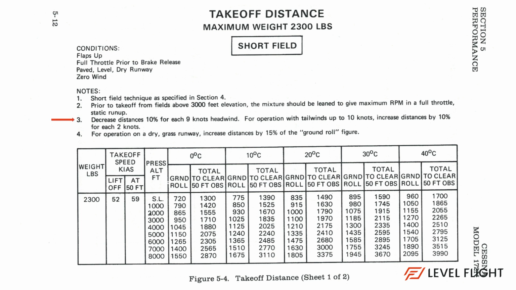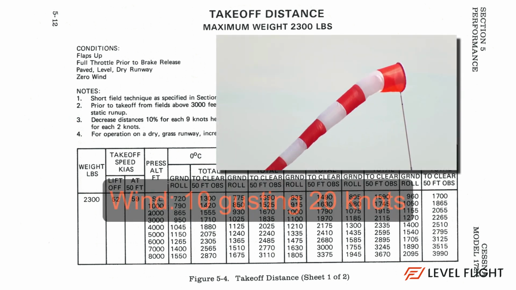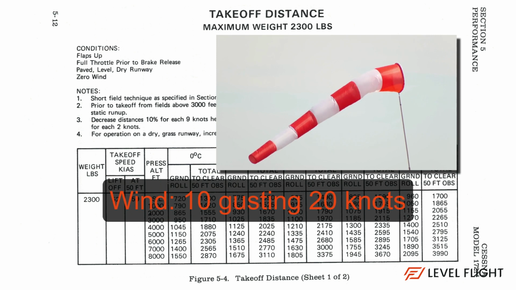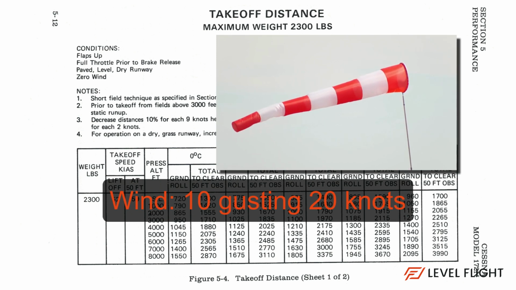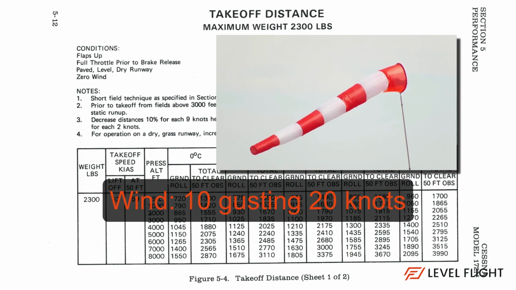Note 3 says to decrease the distance 10% for each 9 knots of headwind. This actually helps us out. If we had a tailwind, we would need to add distance. Because the forecast called for winds of 10 gusting to 20 knots, we will only use the 10 knots. The reason for this is that more wind equals better performance. If during our takeoff the gust is not present, we want to make sure we can still achieve our performance.